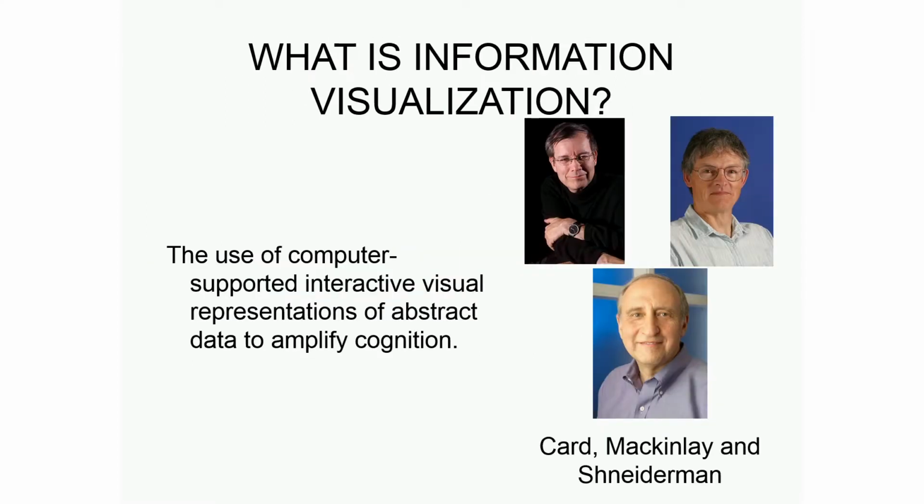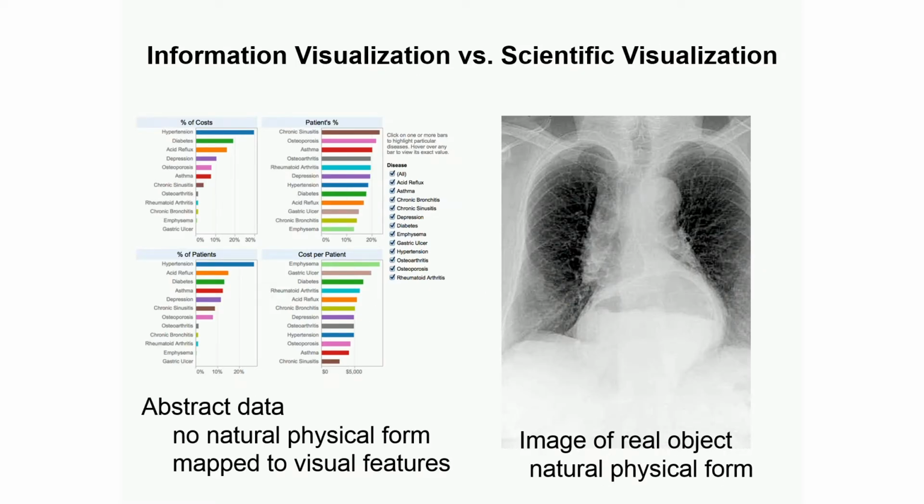Information visualization is a specific kind of data visualization. So it's the use of computer-supported interactive visual representations of abstract data to amplify cognition. And it's different from scientific visualization. Scientific visualization is where you basically have an image of a real object that has natural physical form. Whereas information visualization is about visualizing abstract data that does not have a natural physical form. These are just sort of numbers.